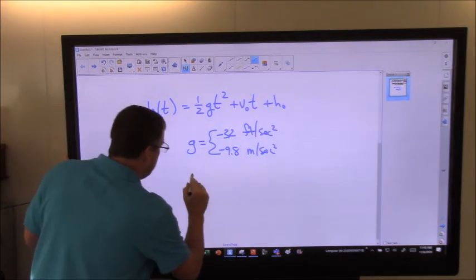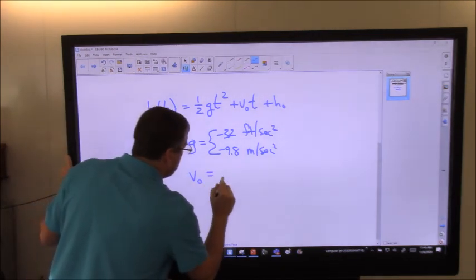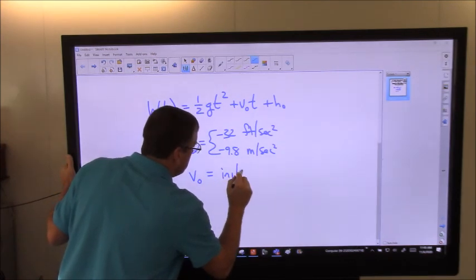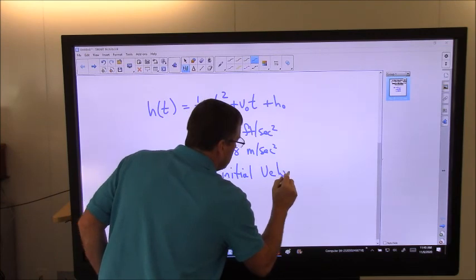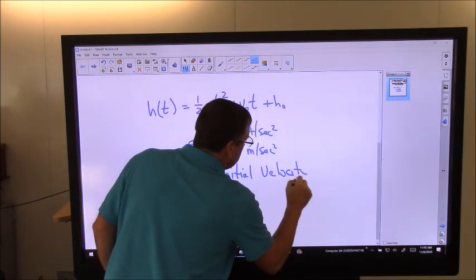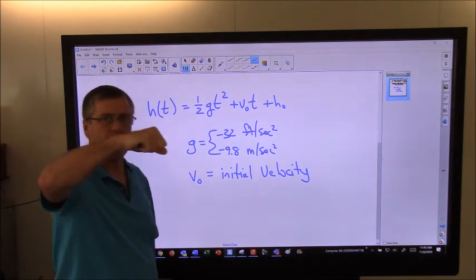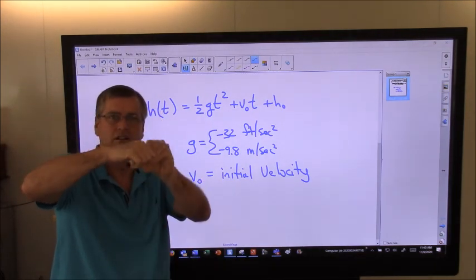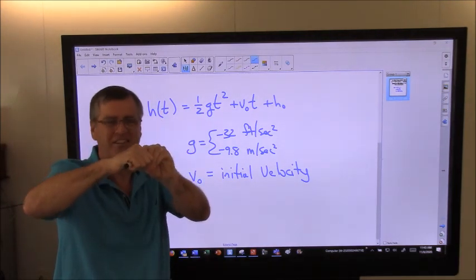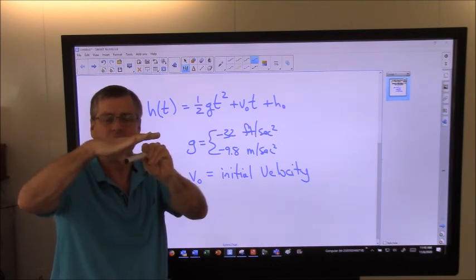All right, v sub 0 equals the initial velocity. So if I just let go of an object, I let go, it's sitting there for a second, then it begins to fall. Well, not for a full second, a split second. Its initial velocity is 0.